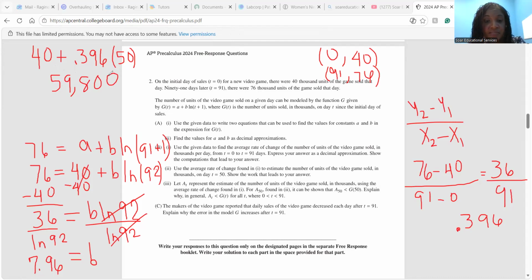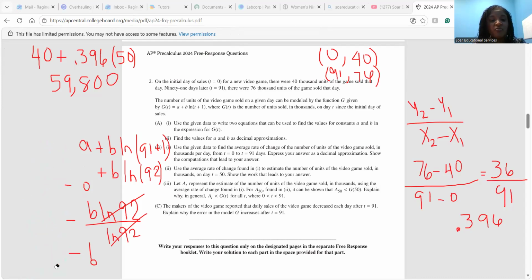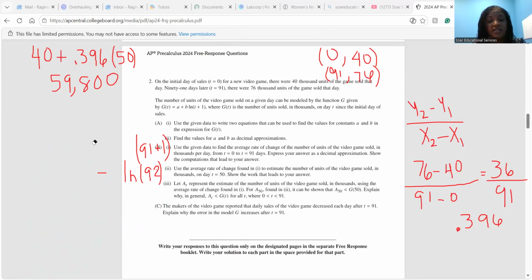Now, part 3 of that says, let A of T represent the estimated number of units of video games sold in 1,000 using the average rate of change found in I. For A of 50 found in II, it can be shown that A of 50 is less than G of 50. Explain why in general. So here's what this part is asking us. We assume this was a linear relationship, a constant rate of change of 0.396 per day, and that in that case we would have 59,800.